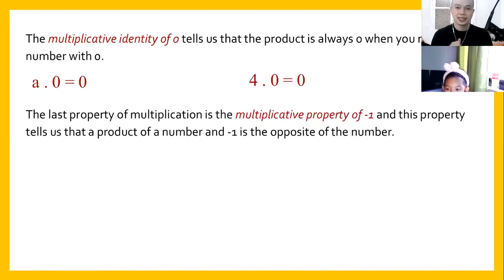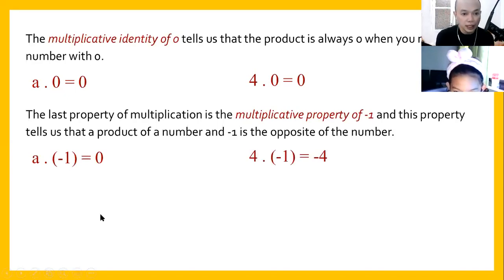Yes. Last property. The last property of multiplication is the multiplicative property of -1. This property tells us that the product of a number and -1 is the opposite of the number. Any number you multiply by -1 will yield the opposite. So A times -1 will be negative A.